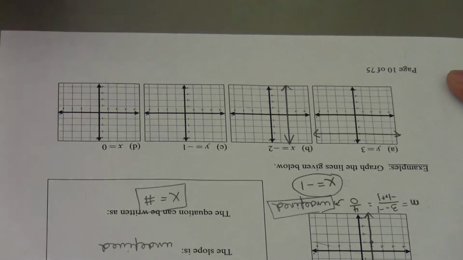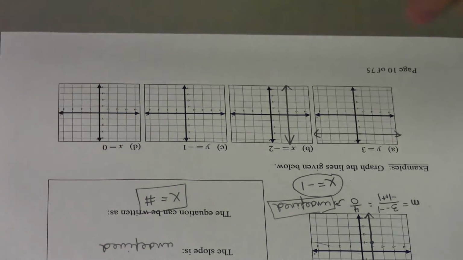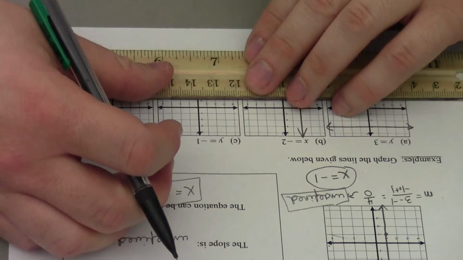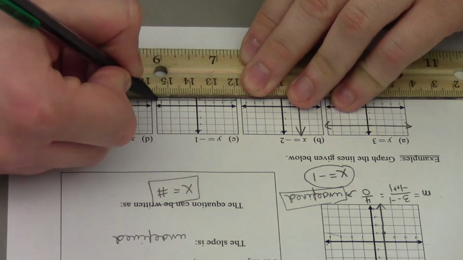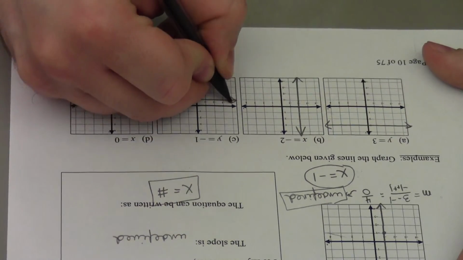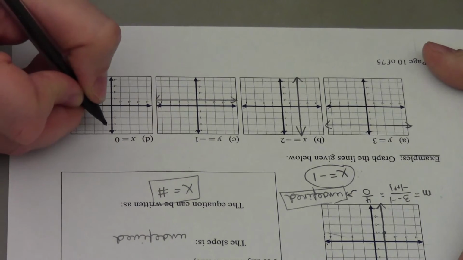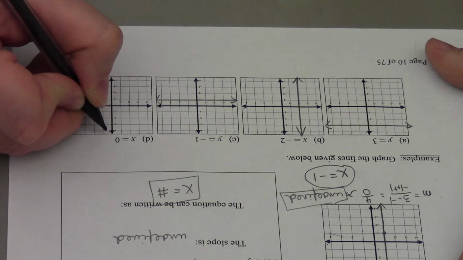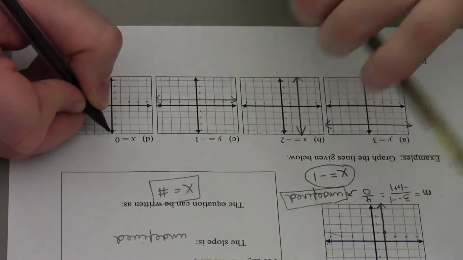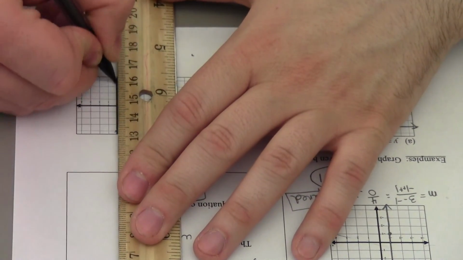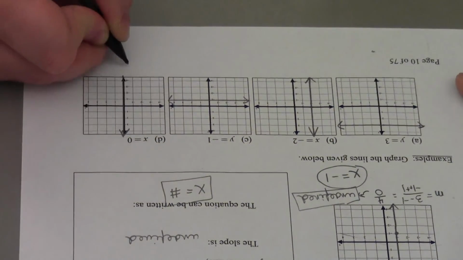Letter C, y = -1. Y = means it's a horizontal line, and it's going to be at a height of -1, so it's going to give me something down here. And finally, x = 0. That's a vertical line not moved left or right at all, so it's going to be right on the y-axis, and it should look something like that.